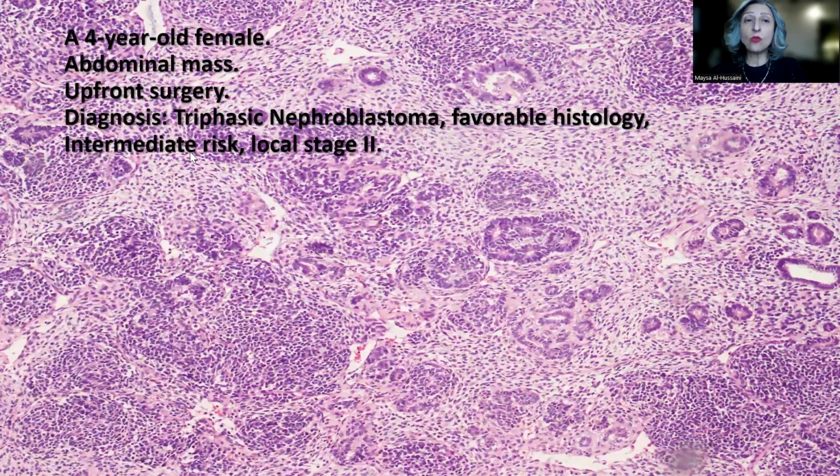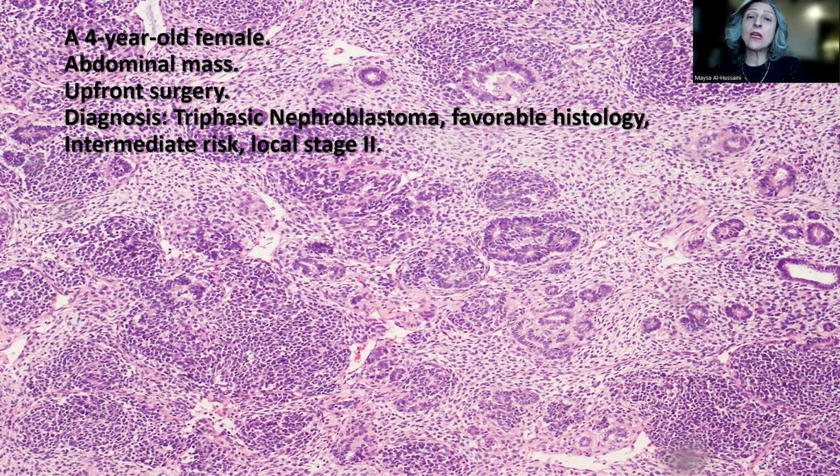So the final diagnosis in this case is a triphasic nephroblastoma, favorable histology because of the absence of any evidence of anaplasia, intermediate risk category as per the COG classification, and the local stage is 2 because of the presence of evidence of venous invasion in the absence of invasion at the margin of the tumor.